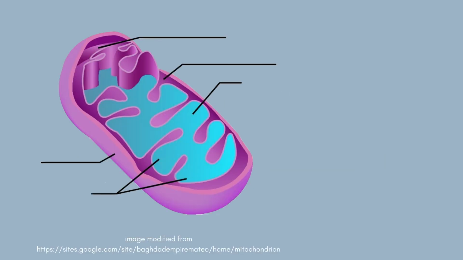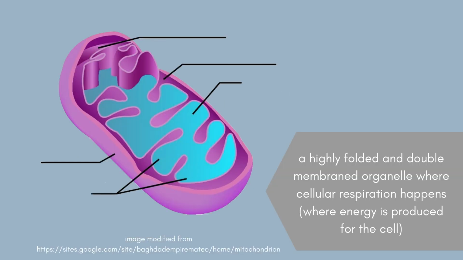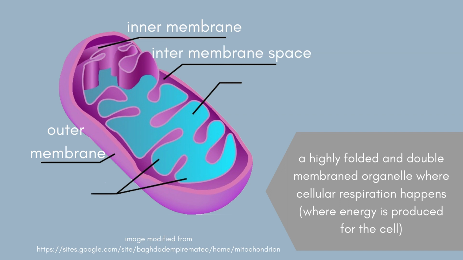This is a mitochondria, or a highly folded and double-membraned organelle, where cellular respiration takes place, or where ATP, or energy, is produced. This is the outer membrane, and this is the inner membrane, and the space in between is called the intermembrane space. These folds here are called the cristae, and the folding, like in the ER and Golgi body, increases surface area, and therefore the organelle's overall productivity. The big space in the mitochondria is called the mitochondrial matrix.